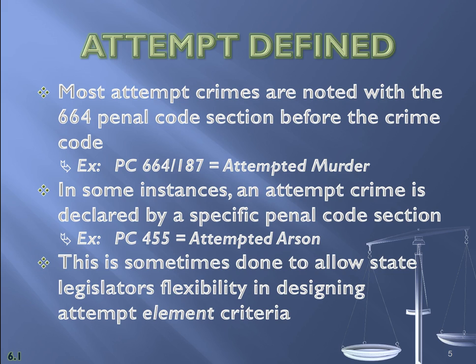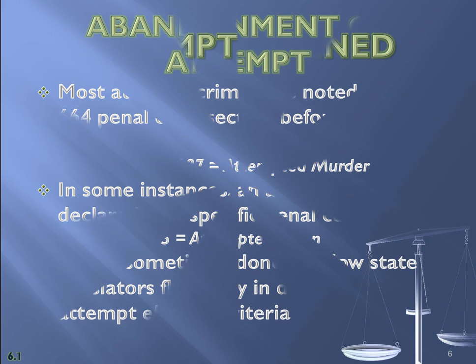Now, in some cases, however, an attempt crime is declared by a very specific penal code section all by itself. This is sometimes done to allow state legislators some flexibility in designing the attempt element criteria. There are times that it will have its own section, and the example we have for you here would be Penal Code section 455, attempted arson. The actual arson section is Penal Code 451, and then there's a bunch of subsections underneath it relative to different aspects of arson. But they've got an entire attempt section here, so there's no need to put the 664/451. They're just going to go right to the actual definitive section. Attempted arson is Penal Code section 455. I hope that makes a little bit of sense as we move on.